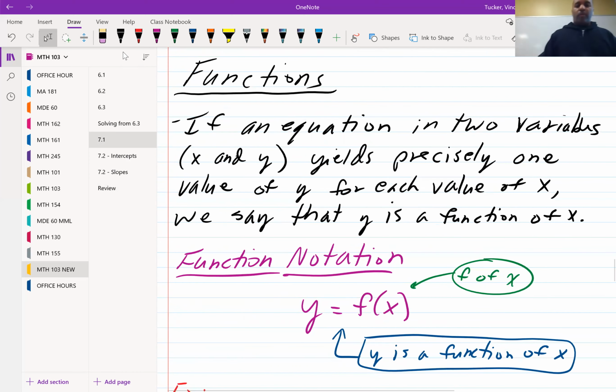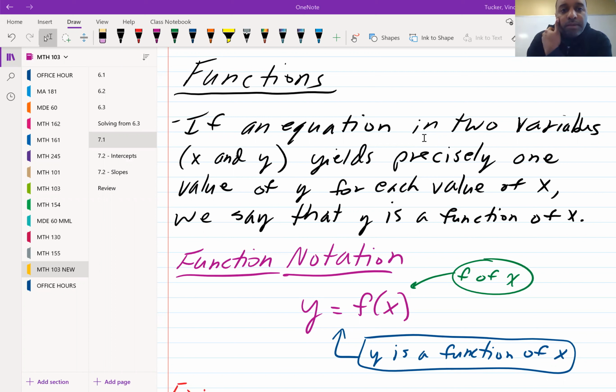All right, so we're going to finish 7.1 today and get into 7.2. Last class, we ended up stopping at functions, so that's what we'll pick up with right now.